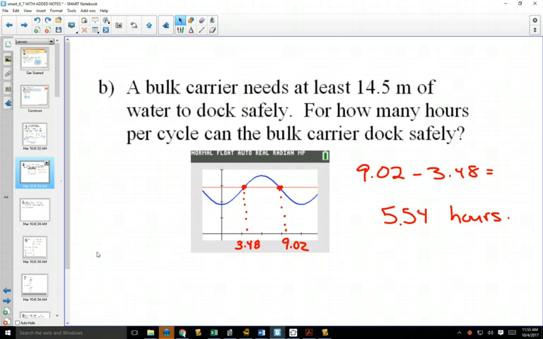So this is how we would do it if we have our graphing calculator. Having this technology allows us to solve it quickly, but you need to know how to use the technology, how to set up your window, how to set up your graph.